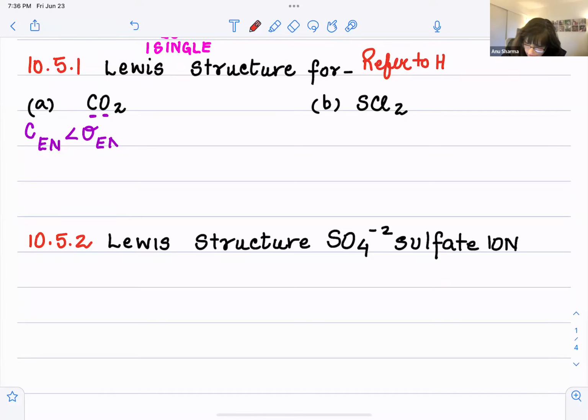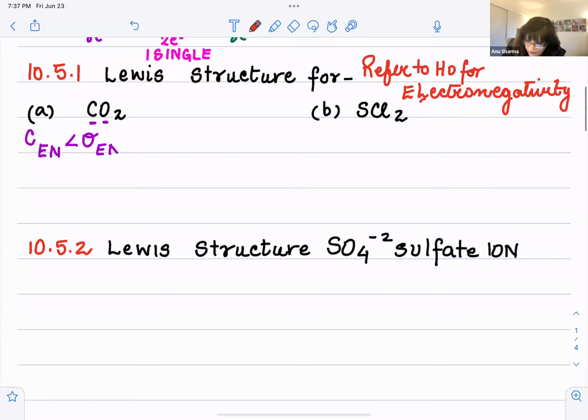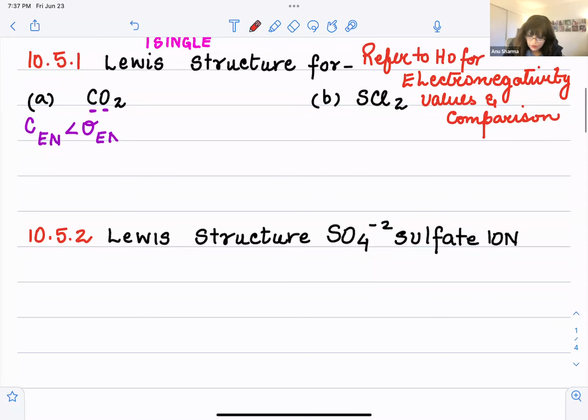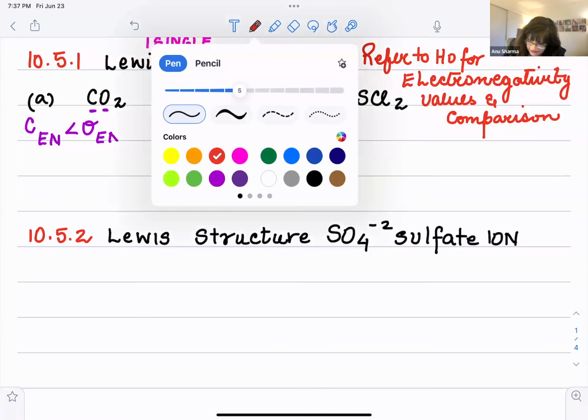electronegativity values and comparison. Sometimes you may not know or could get confused. So anyways, now we have this oxygen.